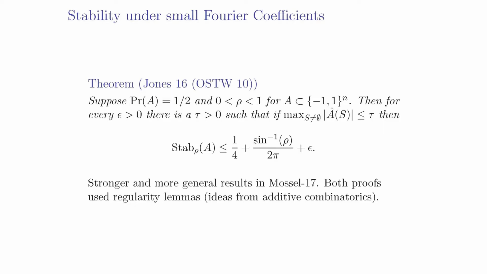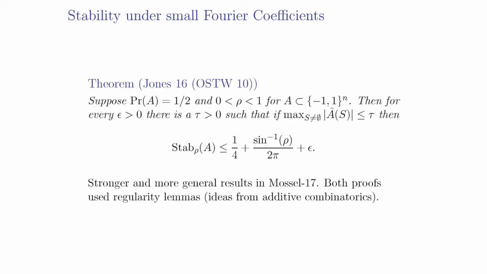Okay, so the next question was, can we prove majority is stablest under small Fourier coefficients? The resounding answer to this is yes, and it's easy. It's so easy that O'Donnell, Servedio, Tan, and Wan proved it in 2010 and decided not to write it down. Then Jones wrote it down in 2016. And I actually thought it's interesting, so I did write it down, and I made it a little more general, a little stronger.